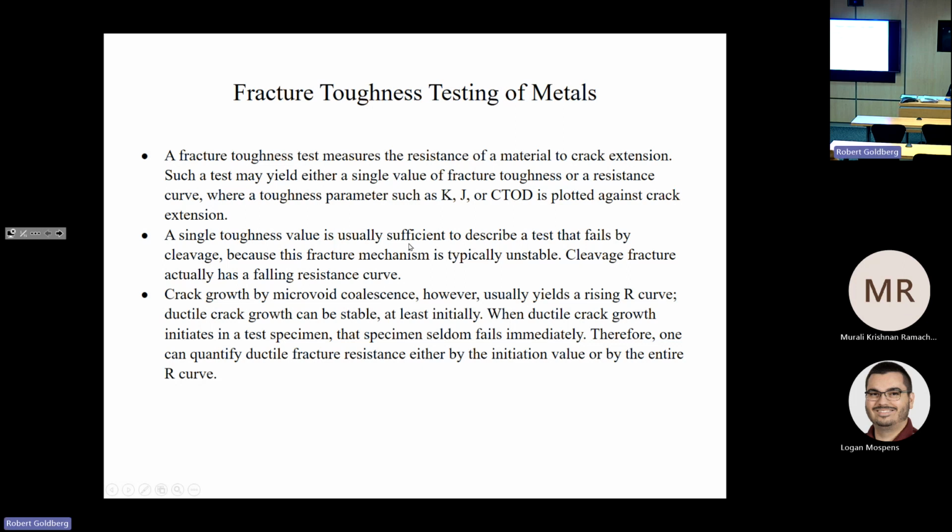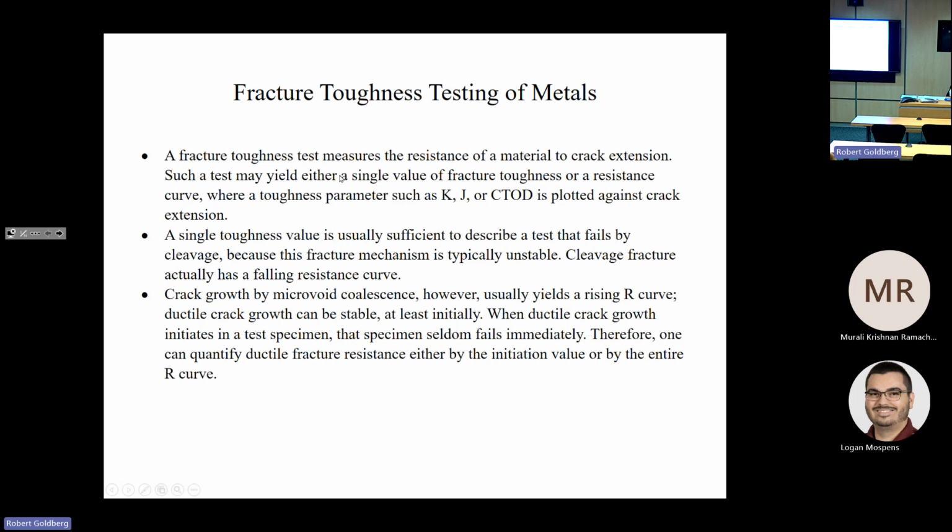The goal of these tests, and as we'll talk about, there are ASTM standards for them, is that a lot of these values are considered to be fundamental material properties, like the critical stress intensity factor when a structure will fail. So the idea is to have coupon-like specimens that can measure some of these key values. Getting into it, a fracture toughness test measures the resistance of a material to crack extension.